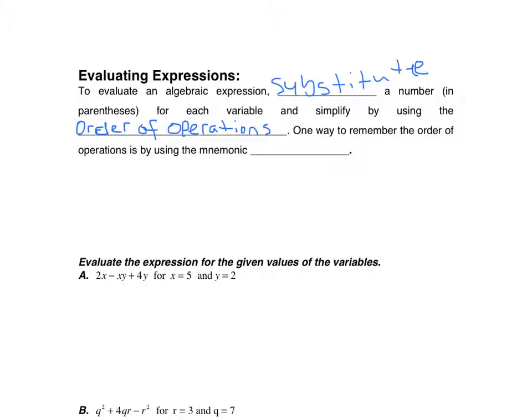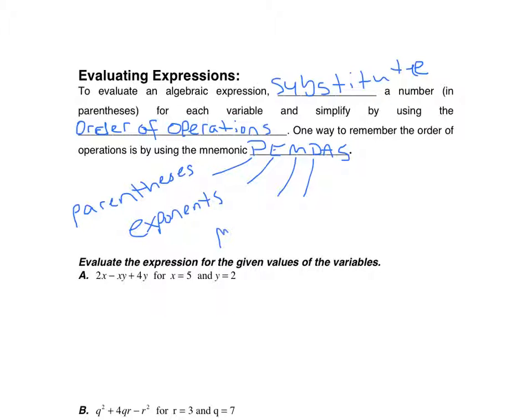One way to remember the order of operations is by using the mnemonic PEMDAS, where the P is parentheses, the E is exponents, the M and the D we have multiply and divide, and A and S addition and subtraction.